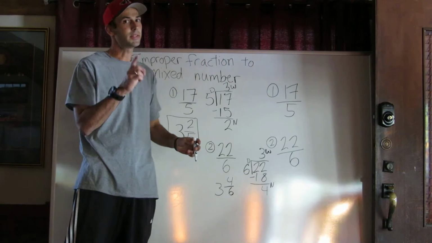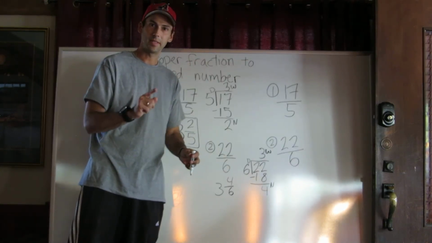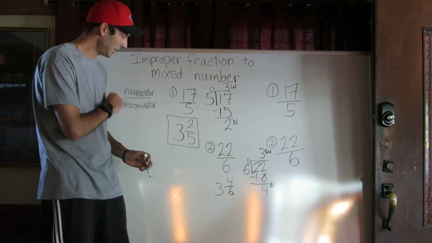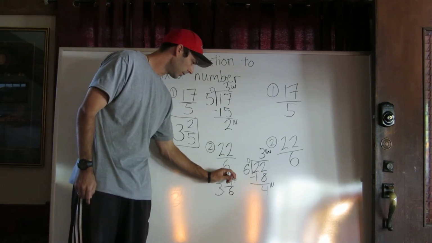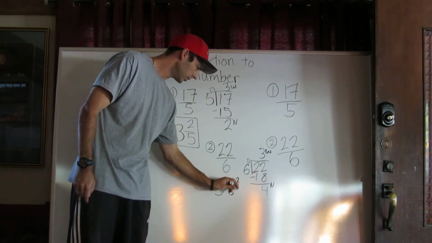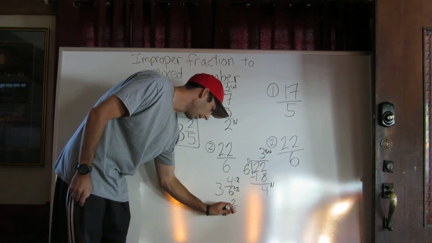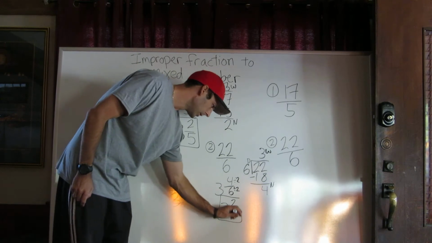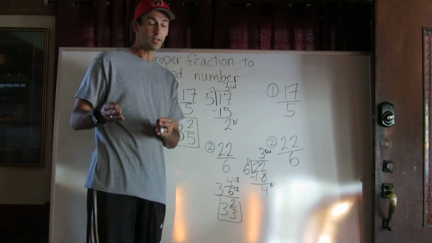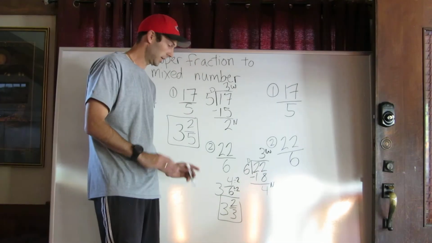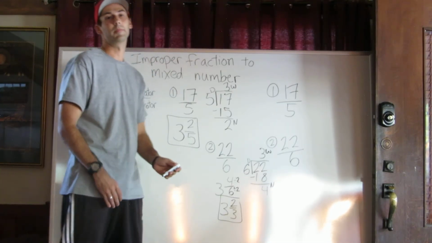But we're not done yet. And you should know how to simplify any fraction you ever had. 3 and 4/6 is the same as divide by 2, divide by 2, 3 and 2/3. So 3 and 4/6 is not right and not wrong. It is the correct answer, but you'll always want to simplify your fractions. 3 and 2/3. Good job.